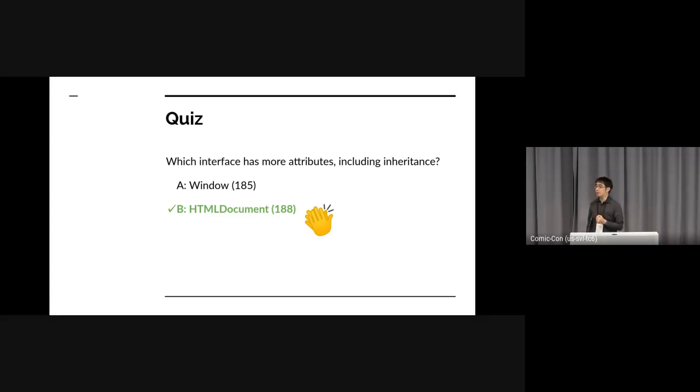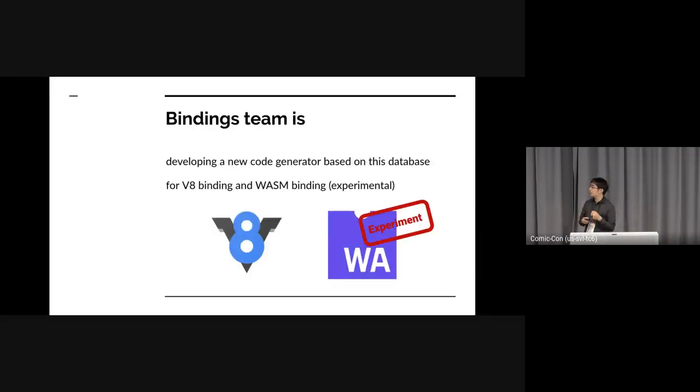This is a very easy example, but we can use it in a powerful way. Our team is renovating the IDL compiler and now developing a new code generator based on this database, and is ready to replace the V8 binding. We are also working on WebAssembly bindings as experiments. Thanks.